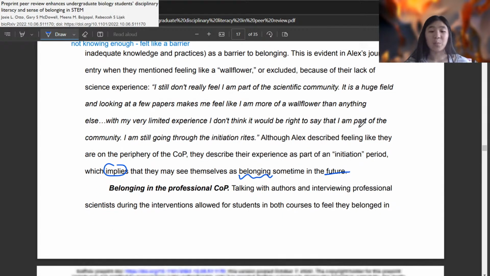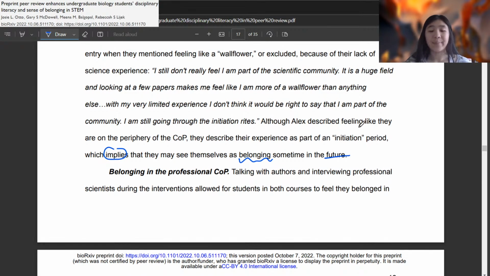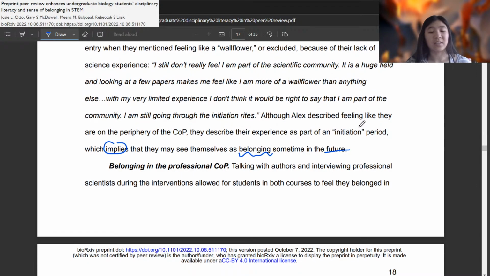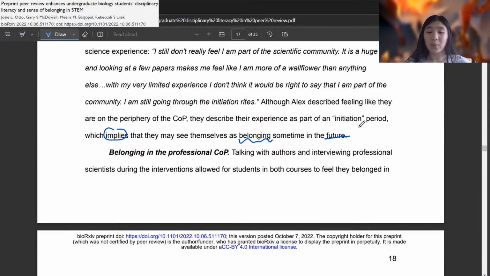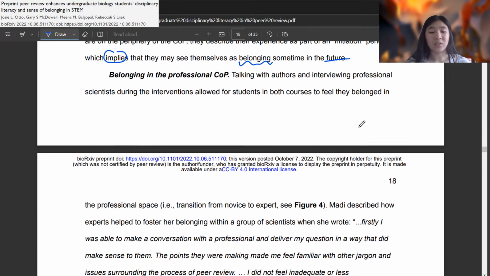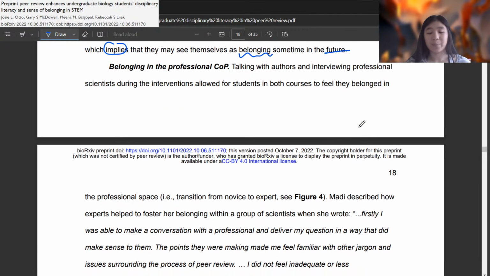So belonging in the professional community of practice. Talking with authors and interviewing professional scientists during the interventions allowed students in both courses to feel like they belonged in the professional space, i.e. transition from a novice to an expert.